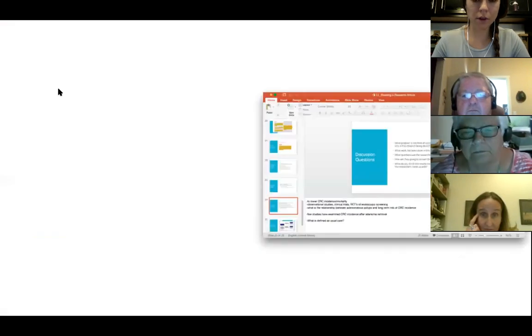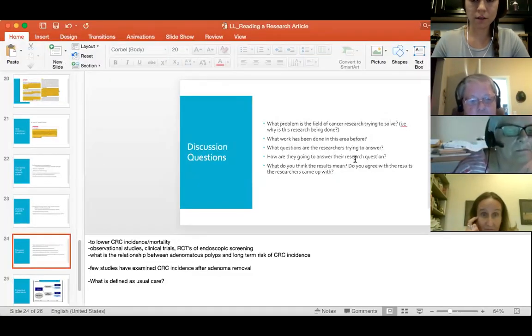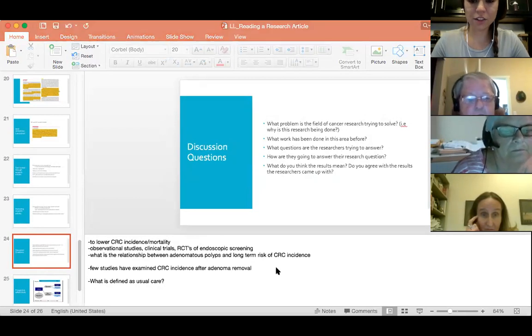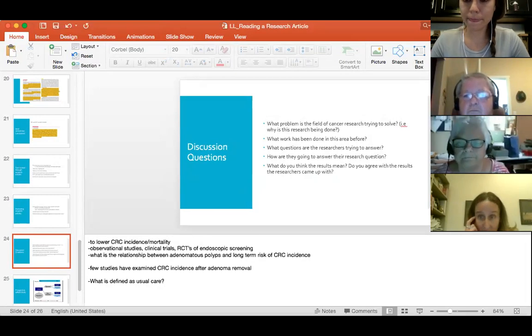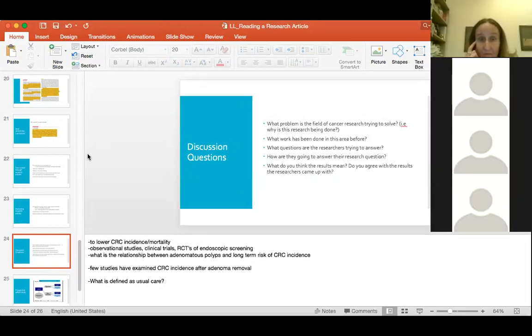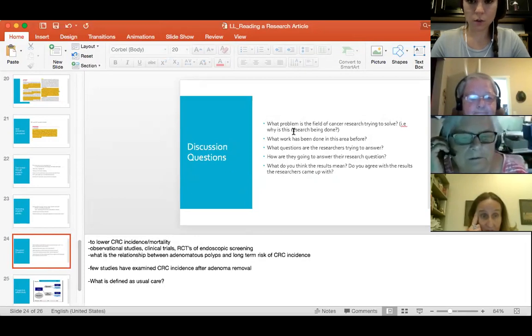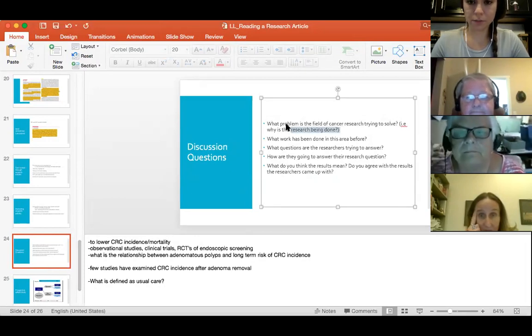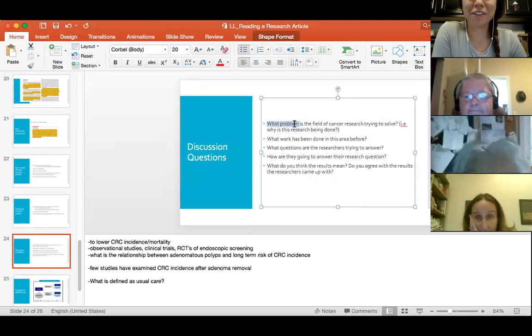So let me pull up this paper. Let's see. So were all of you able to at least look at the research article? Okay, awesome. So let's just start with this first question. So what do you guys think the problem broadly in the field of cancer research is trying to solve? And this is a very broad question, so don't think too hard into it.